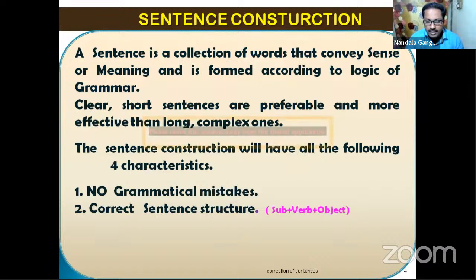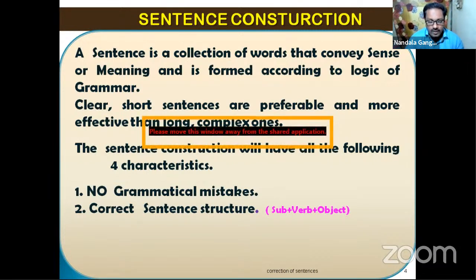In this predicate, builds is the verb and his family is the indirect object. A house is the direct object. So these are the different kinds of words arranged together in a proper manner. It is called the proper sentence structure.